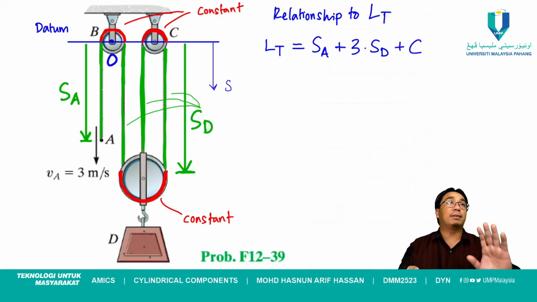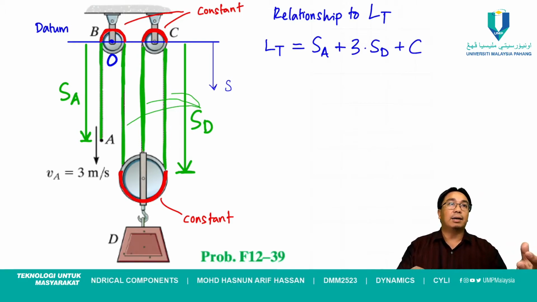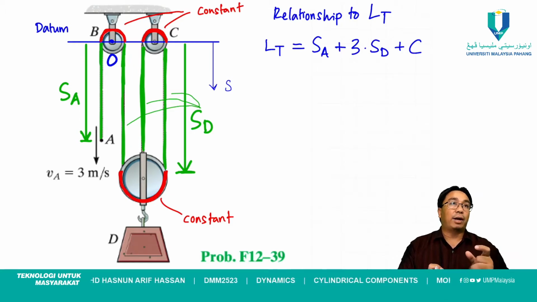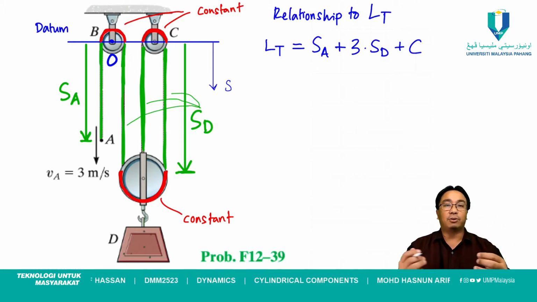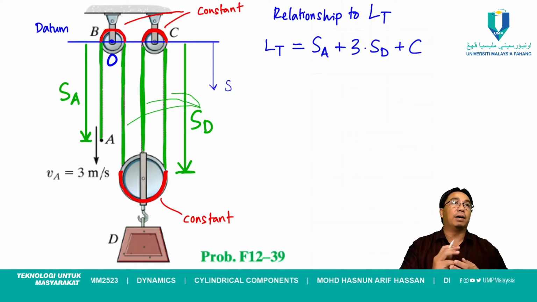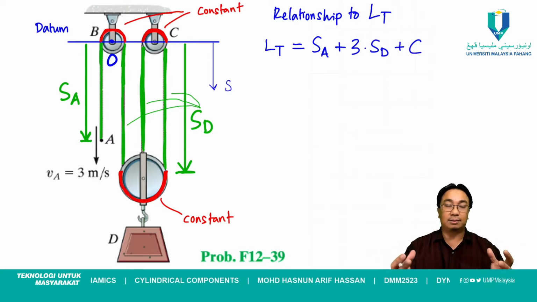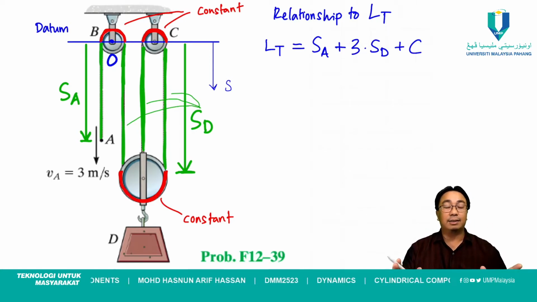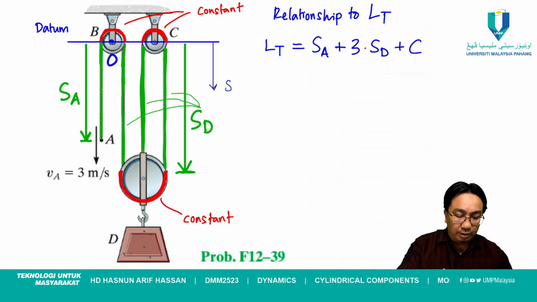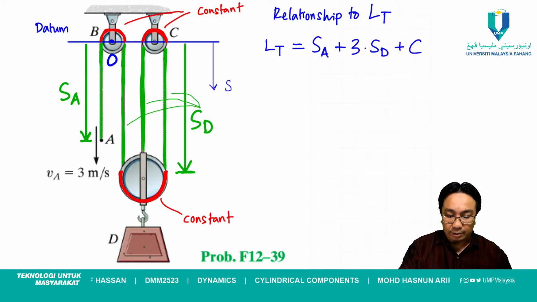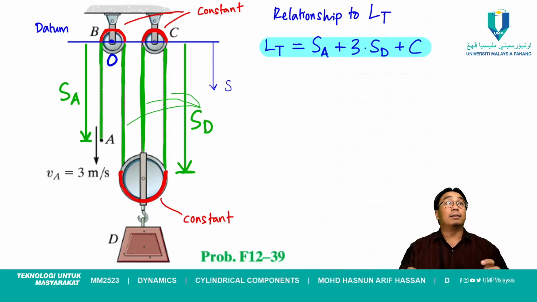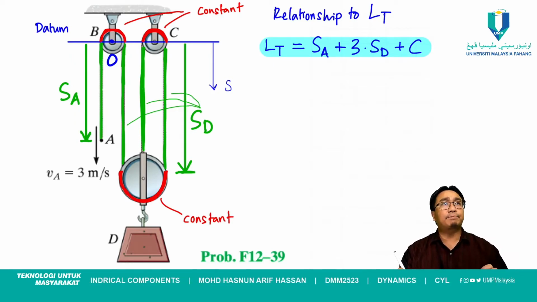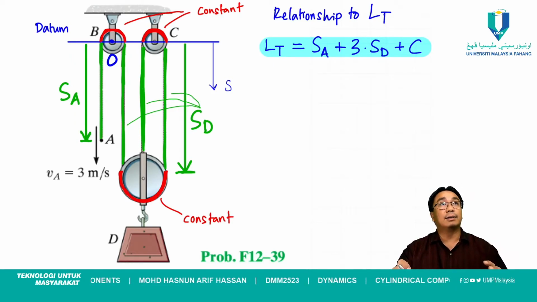Constant ni doesn't matter, walaupun dia ada 5 ke, ada 3 ke constant dalam problem ini, you need to write only C as the constant, because this constant dia tidak berubah. Dia nama pun constant, it will stay, the length will not change with time. So kita just write it as C. So this will be the relationship yang kita ada to represent the total length of the chord.